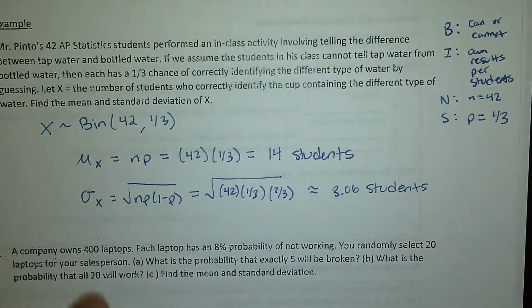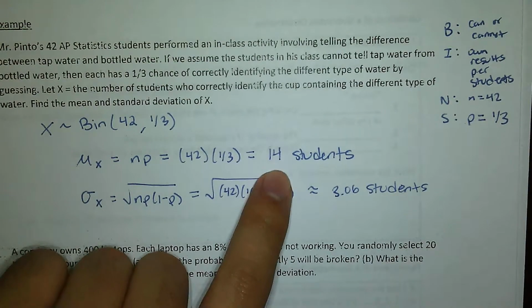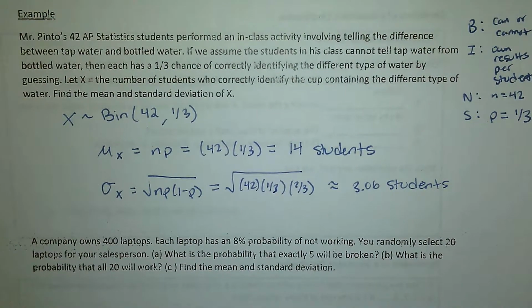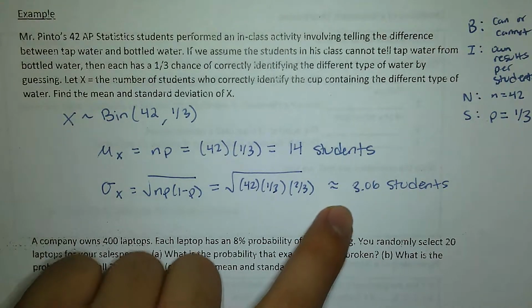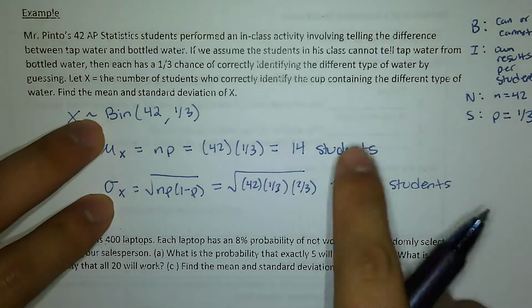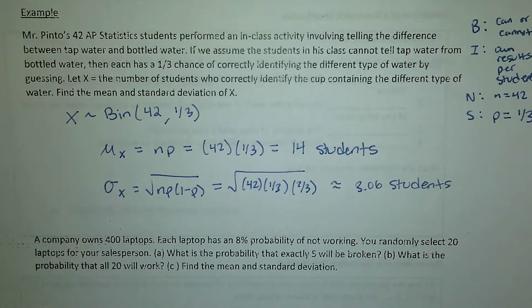So here in the long run average, we'd expect about 14 students to correctly guess the different types of water. In the long run average, the number of students differs from the mean by about 3.06 students who can correctly identify the water. So not too shabby. Again, interpretations, context, and our distribution.